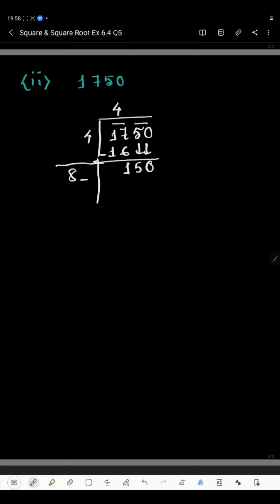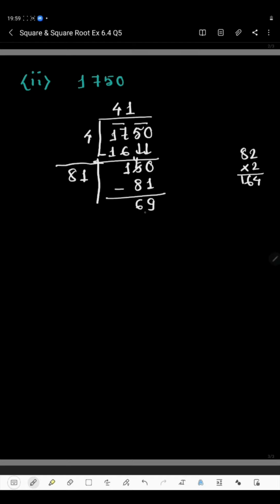Now what should we take here? Now if you take 2 here, then 2 should be multiplied. So 2 2s are 4, 8 2s are 16, which is greater than 150. So we will have to take 1 here. So 81 1s are 81. Now if you subtract this, 1 to 10 is 9, 5 will be 4, so 8 to 14 is 6. Okay, so the remainder is 69.